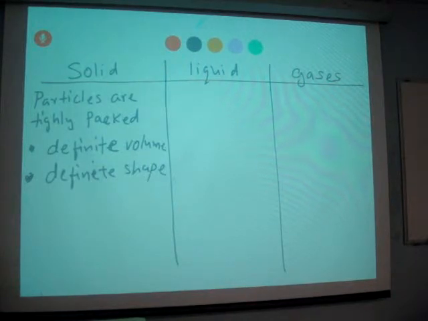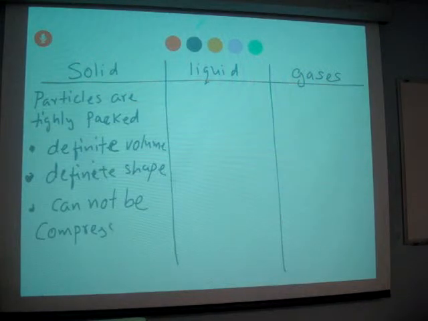And if it is tightly packed, it cannot compress, right? Solid cannot be compressed. Okay, so that's about solid.